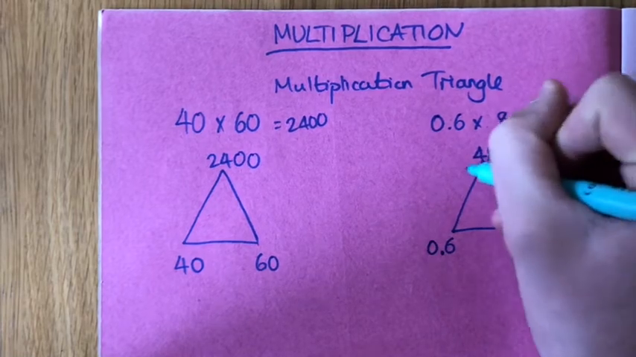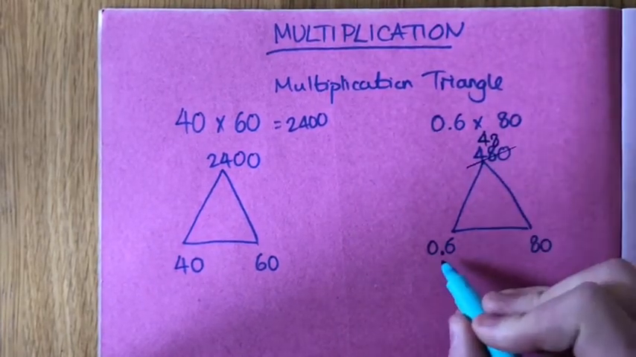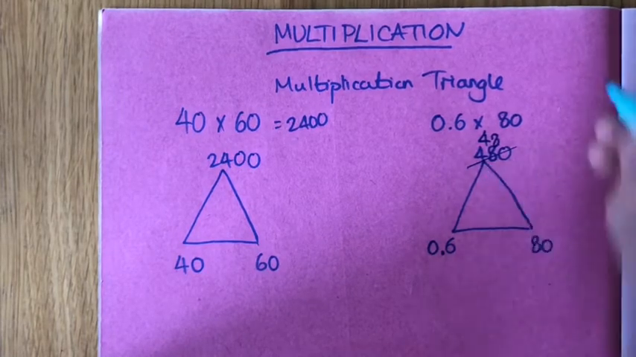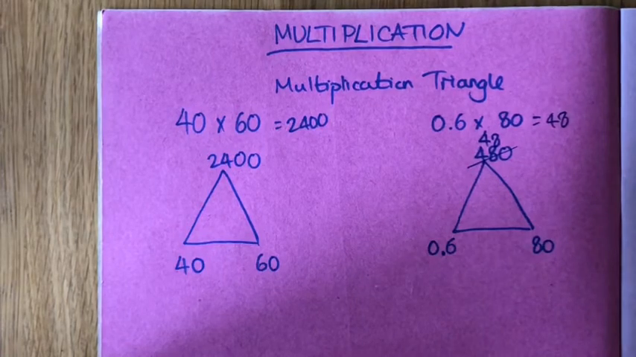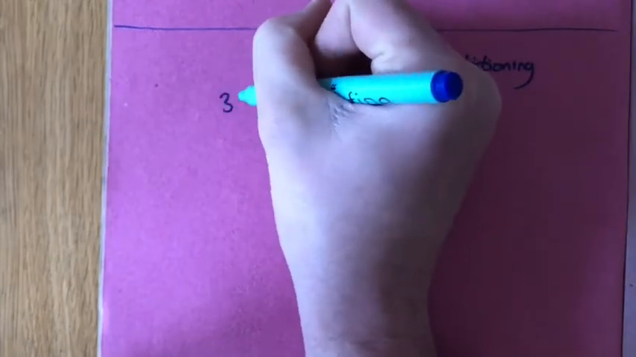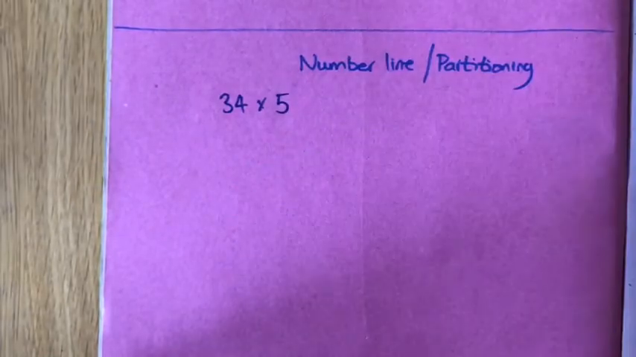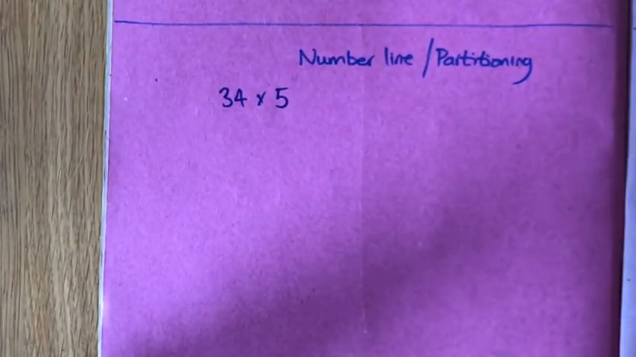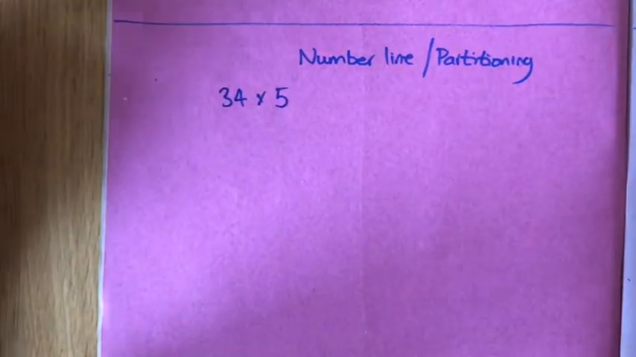So that actually is going to end up being 48. So my answer, because I know I've got 0.6 times by 80, is 48. And that's how we can use a multiplication triangle. Now, sometimes there might not be an easy question in there. So if I've got something like 34 times by 5, a multiplication triangle is not going to help me out because there isn't an easy way of getting from a 30 to a 34 by timesing by 10.